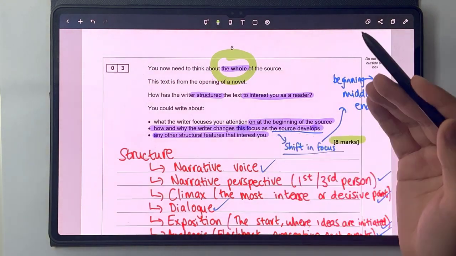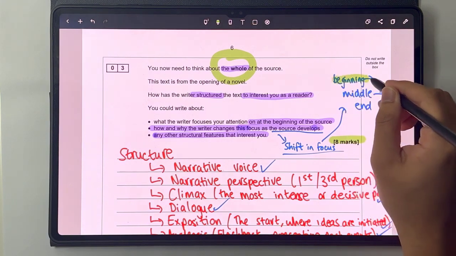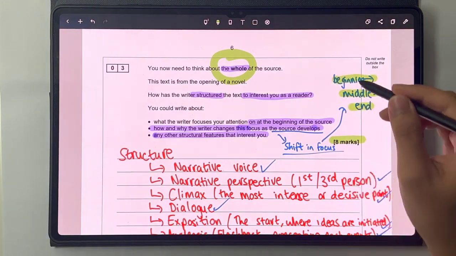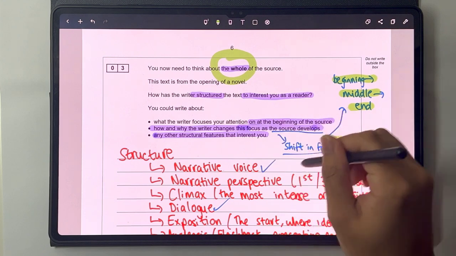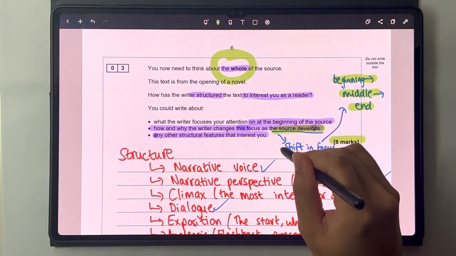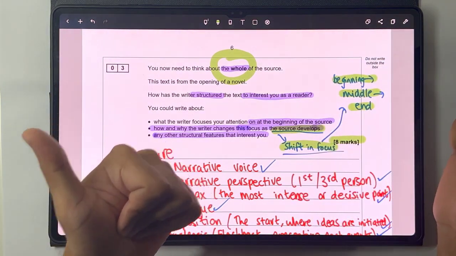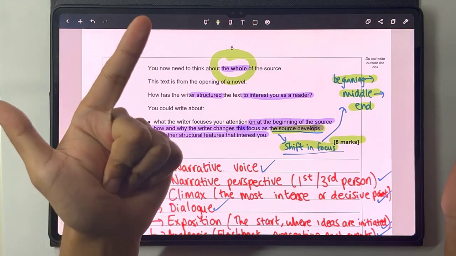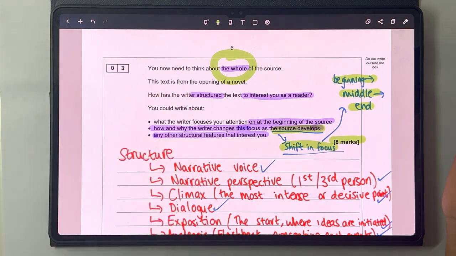Okay, so when you look at the question, you should divide it into the following. So that includes the beginning, the middle, and the end. So preferably you want to show quotes from the beginning, one from the middle, one from the end. And when you answer the question, you need to show how the source develops. And in simple terms, you need to show the shift in focus. So the shift in focus could be in the setting, it could be a shift in the time, or it can be a shift in the tense as well. So these are some areas which you can look at in terms of the shift in focus.